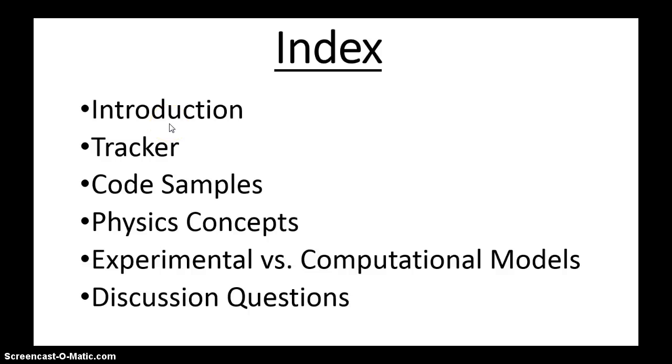This is Lab 5, Choose Your Own Adventure. First we will be introduced to the adventure, then an experimental model and its plotted positions will be shown in Tracker. Then we will go through the samples of the code in Python and their respective physics concepts. Finally, we will compare and contrast the experimental and computational models in terms of drag and energy. Then we will think critically.